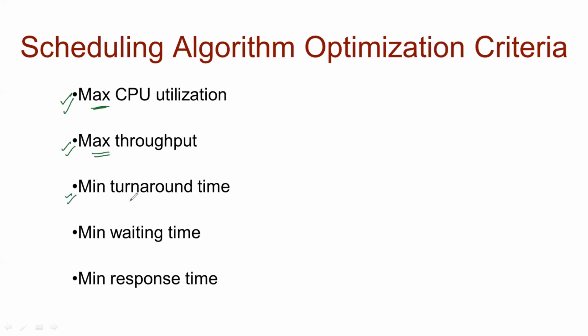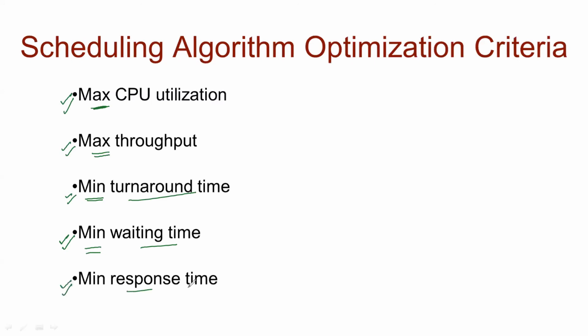Turnaround time is the time interval from the time a process is submitted to the time the process completes. We want this time to be minimum. We want the process to complete quickly, so the objective should be to minimize it. Next is waiting time, the time spent by a process in the ready queue. We want the process to spend minimum time in the ready queue. It should be quickly allocated to the CPU and complete its execution. So the objective is to minimize waiting time.